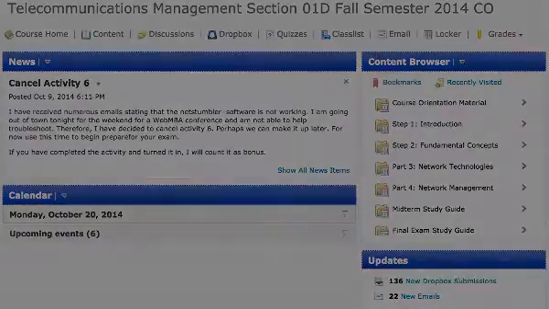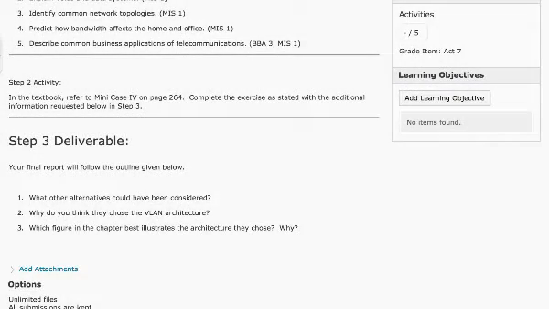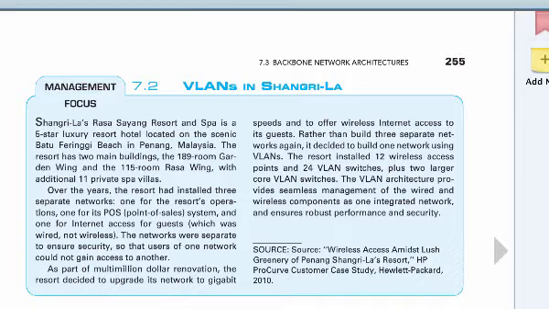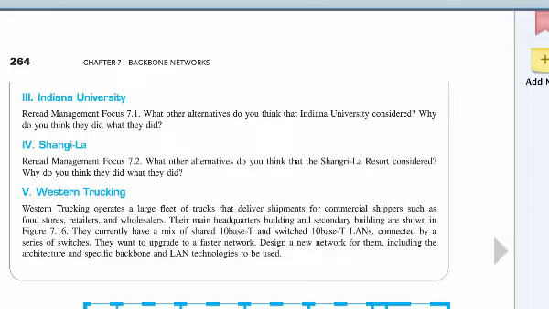Your activity for the week is to look at mini case number 4 on page 264, but that actually points you back to a case on page 255. So you're going to read this case and answer some questions. The questions are on page 264, just making sure you understand what to do. So let me go to page 264.